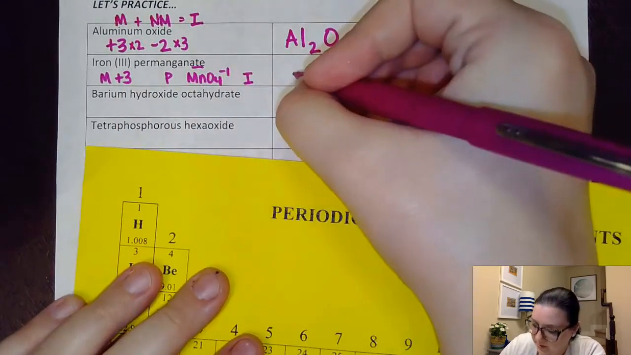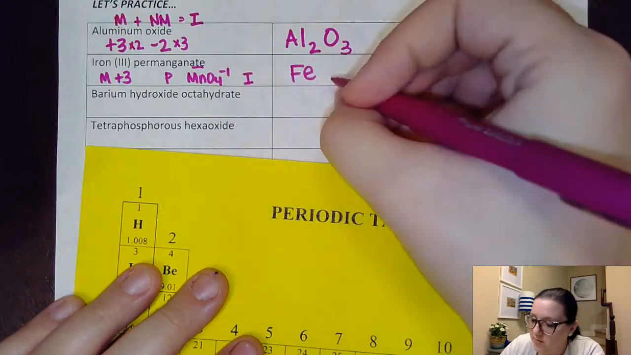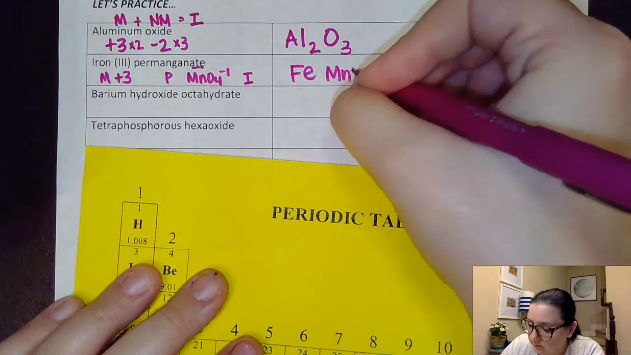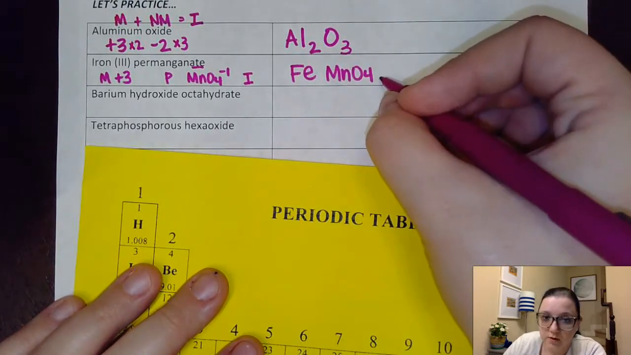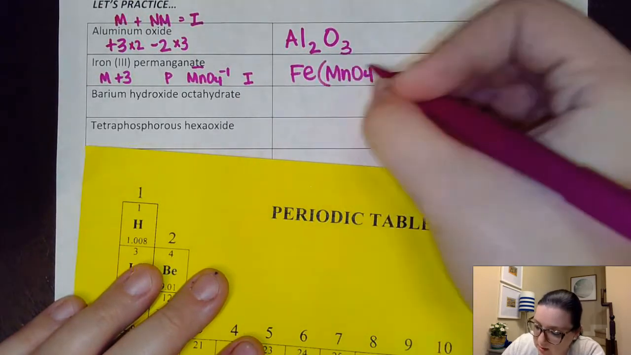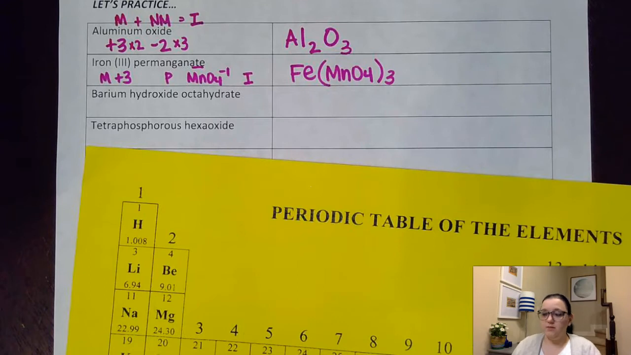So when I write my compound here, that means I'm going to have Fe and just one of those. And then for that MnO4, I need 3 of those. And to show that, I can't just put a 3 over here because I need to show that I need 3 of that whole thing. So that means I would need those parentheses around it.